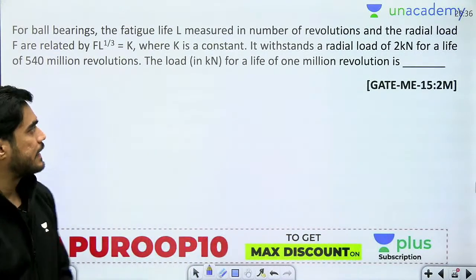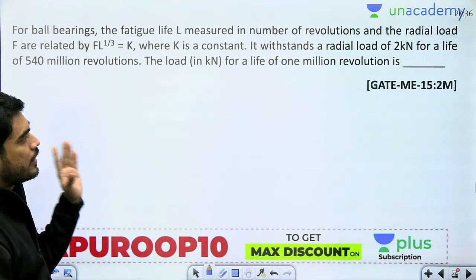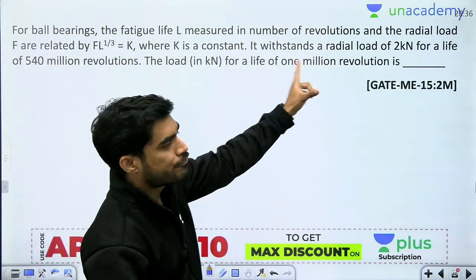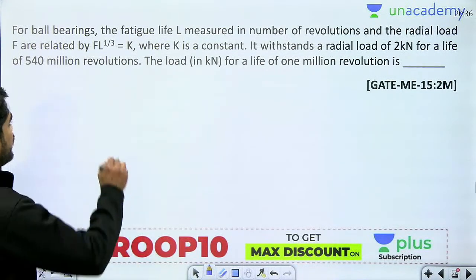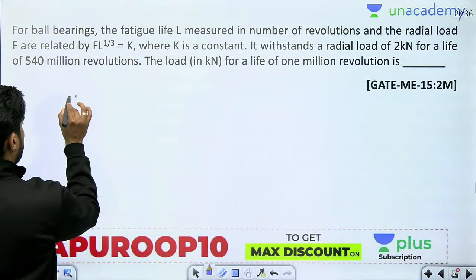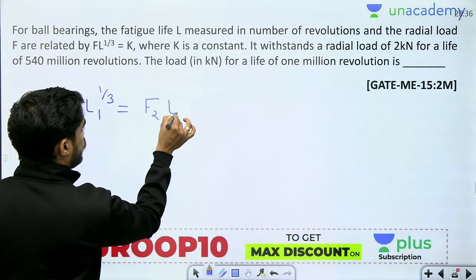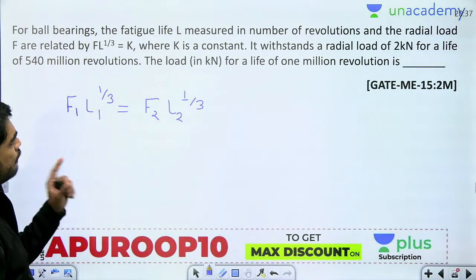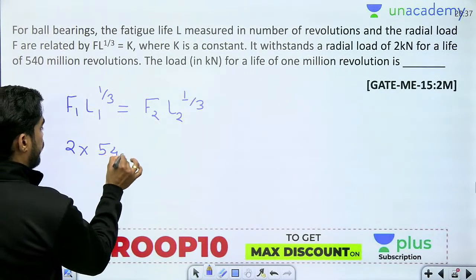मतलब क्या बोल रहा है इस इक्वेशन में, radial load of 2 kilonewton for life of 540 million revolution. So load for life of 1 million revolution, 1 million लाइफ के लिए कितना लोड लगे, ठीक है. So beta F L to the power 1 by 3 is equal to K. So can I write F1 L1 to the power 1 by 3 equals F2 L2 to the power 1 by 3, right? So beta F1 means 2 kilonewton load. L1 means 540 million revolution.